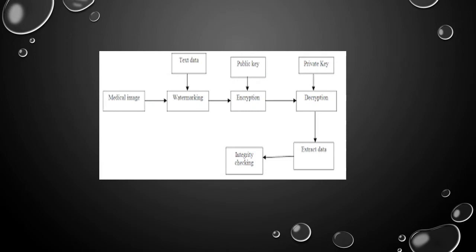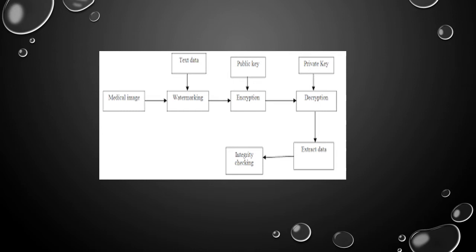Here is the flowchart of the working. First, we select the medical image that we want to transmit. Then, we perform the combined DWT and DCT algorithm for watermarking. We also add the text data such as patient's details, hospital name, etc. to that image. Then, we encrypt that image using the cryptographic method. In the cryptographic method, the public key is used for encryption.